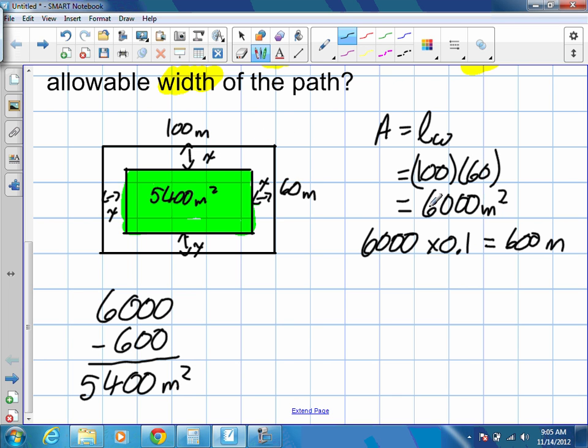So the area of this, we don't know how wide or how long this is going to be, because we've reduced the old area of the park. We do know the area of this. Okay, again, area is equal to length times width. We know that. This area is 5,400.